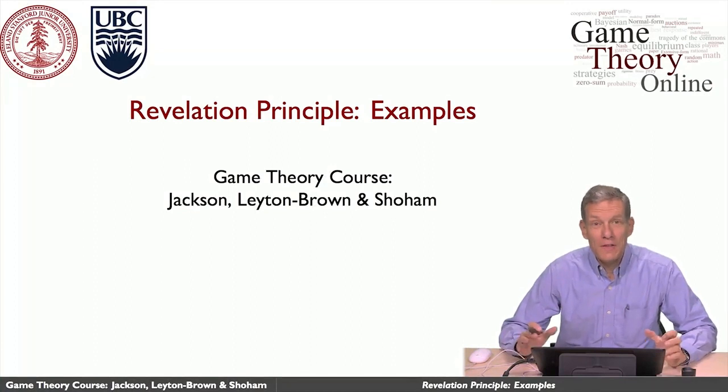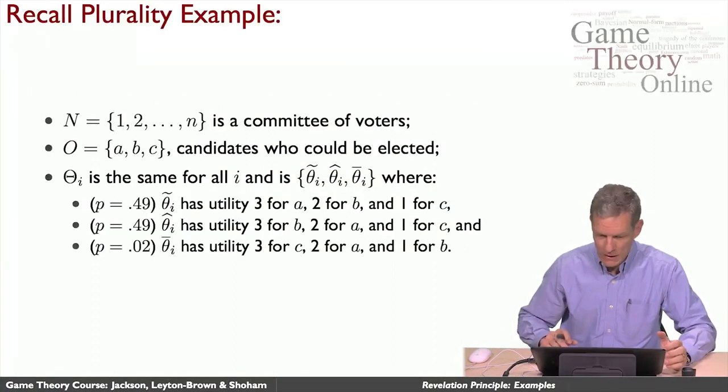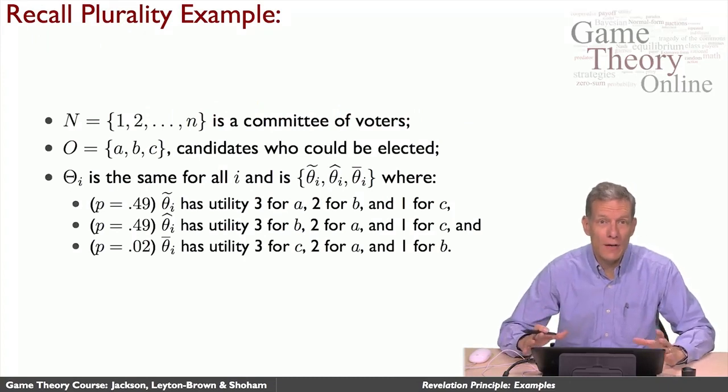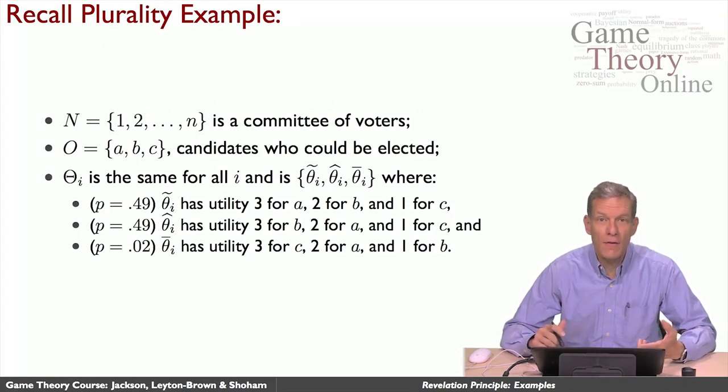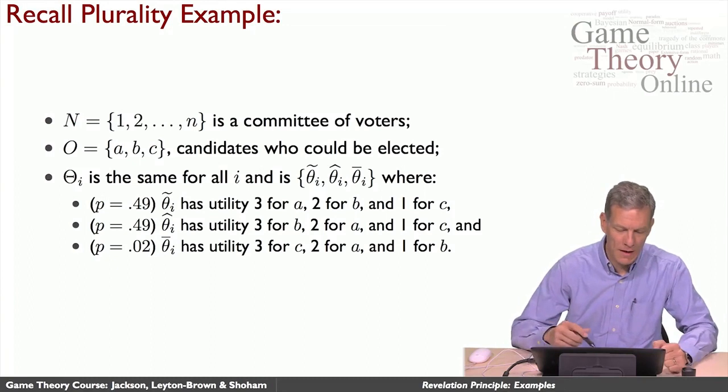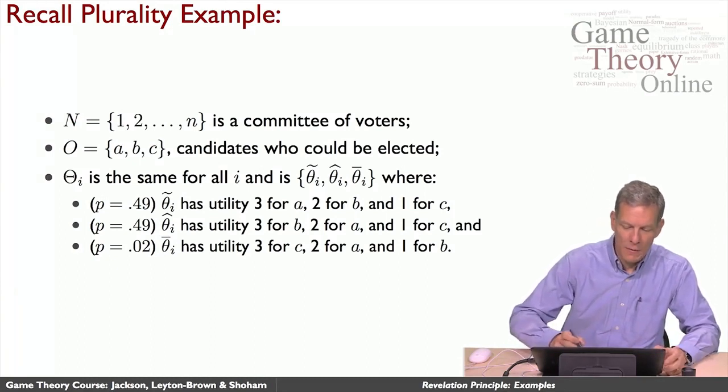So we're going to look at some examples now of the revelation principle you've just seen. And in particular, let's go back to the plurality rule that we looked at just before in terms of an example. So remember, we have a society of people who are voters. They're trying to make decisions between some set of candidates. So they're trying to make an election here. And in particular, there were three types of individuals: those who liked A, those who liked B, and those who liked C.